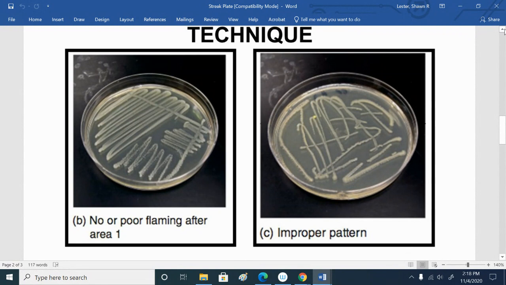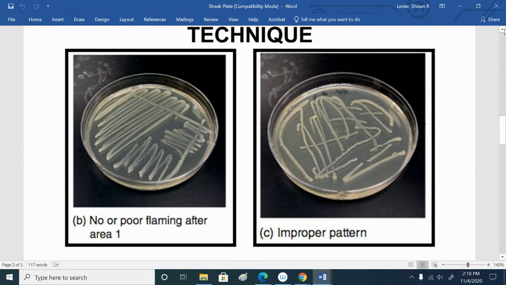So here we have two examples of bad plates, bad streaks. In the first plate here, what probably happened is the student did not flame the loop in between each streak. And so there's still lots of bacteria on the loop, and they get lots of growth in every zone and no separation.